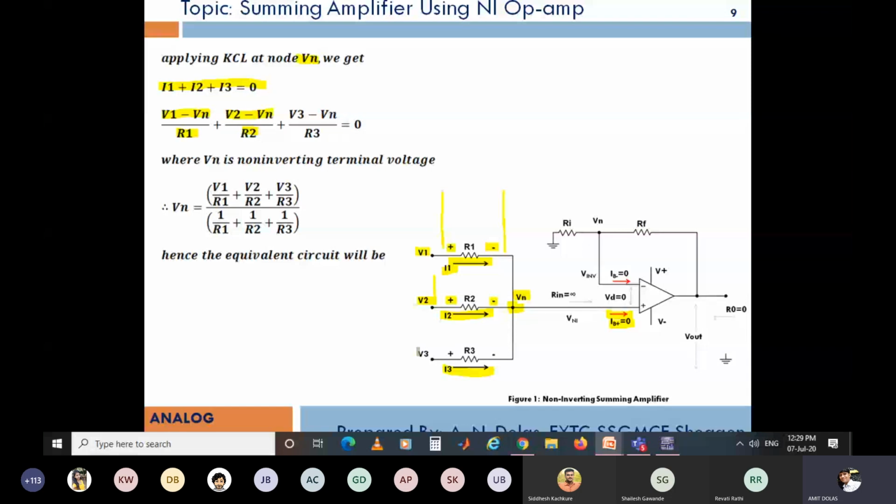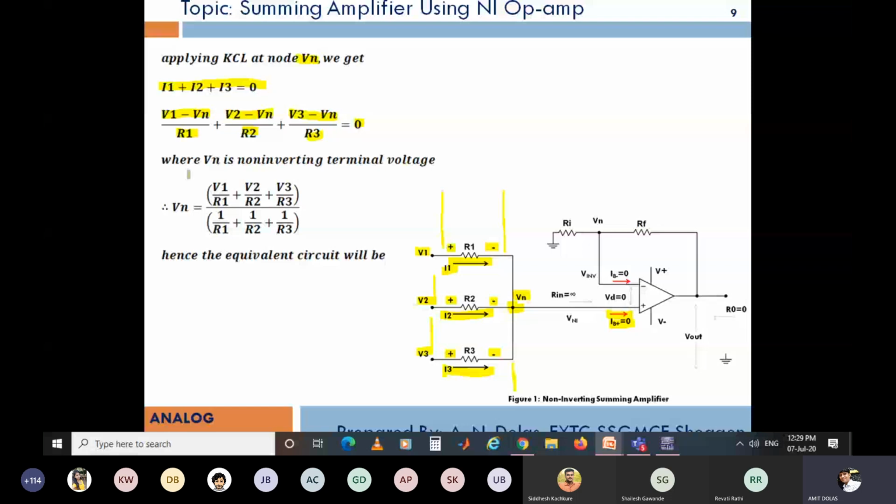And the third current is due to V3 here, which generates positive and negative on R3. So V3 here and Vn here. So it will be V3 minus Vn divided by R3, equal to 0, because the current passing into the op-amp terminal is equal to 0.